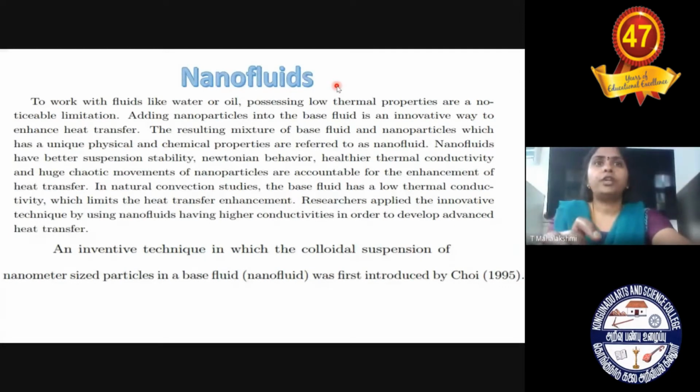So nanofluid has better suspension stability. It has Newtonian behavior and healthier thermal conductivity. Base fluid always has low thermal conductivity. So in order to increase the thermal conductivity, we are including the nanoparticles in the base fluids. This innovative technique was first introduced by Choi.